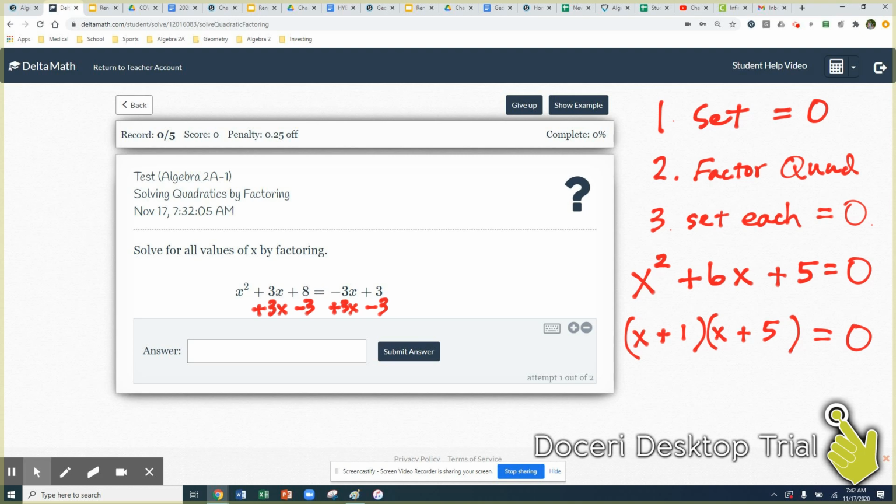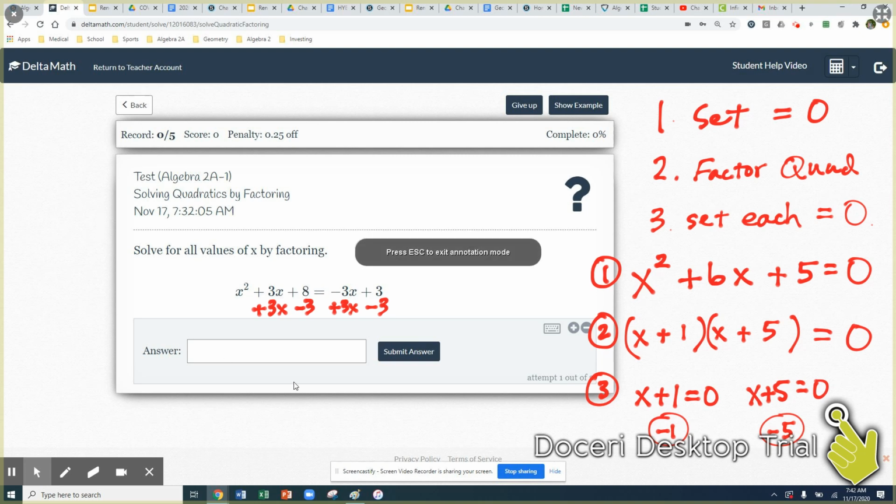Now lastly, you're going to set each factor equal to 0. So to recap, we've done step 1, we've done step 2, now we're on to step 3, which is going to be x plus 1 equals 0, x plus 5 equals 0. Now a lot of times you can just do this mentally. So what number plus 1 is going to equal 0? Negative 1. What number plus 5 is going to equal 0? Negative 5. So you'll start to notice that the answers are just kind of the opposite of those numbers you used to factor. So now I'm ready to put in my answers. I've got a negative 1, negative 5.